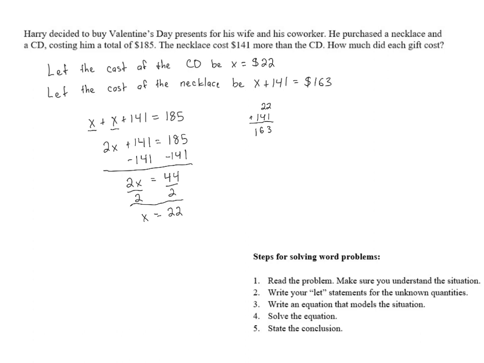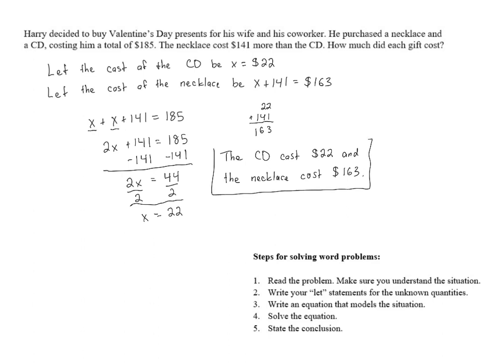$163. And we always end by stating the conclusion. The question they asked was, how much did each gift cost? And we conclude the CD cost $22. And the necklace cost $163. And that's our final answer.